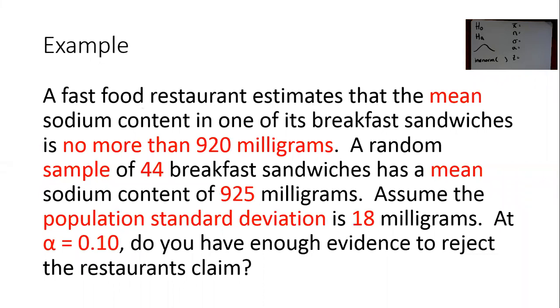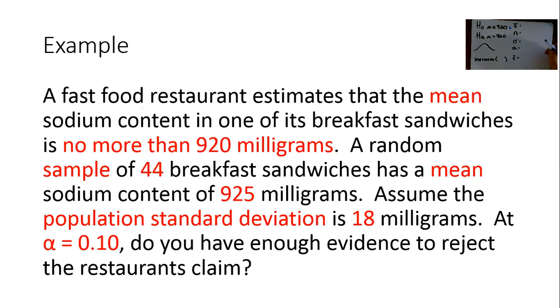It says a fast food restaurant estimates that the mean sodium content, so we know we're going to be using mu, in one of its breakfast sandwiches is no more than 920. So no more than, what does that mean? Well, no more than, that means less than or equal to. So our h sub 0 is going to be mu less than or equal to 920. And that is my original claim. So like before, I'll just put a little c in for my original claim. Well, what's the opposite of less than or equal to? Of course, that would be greater than 920.